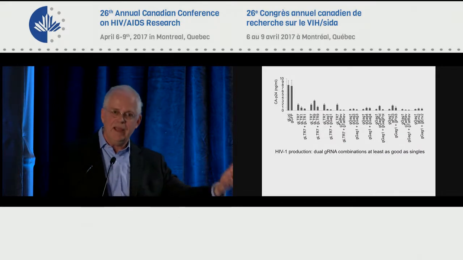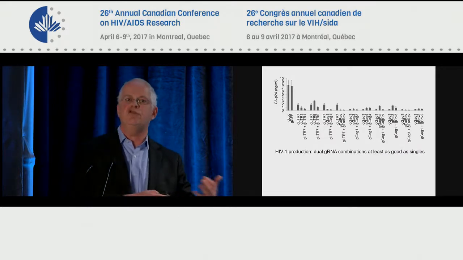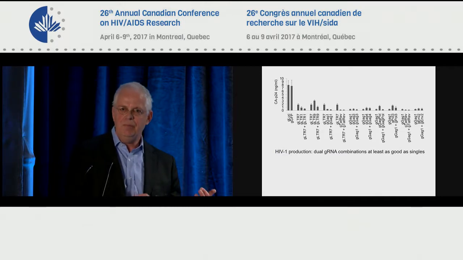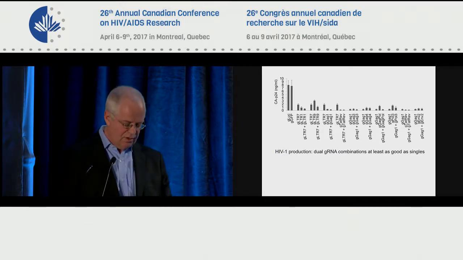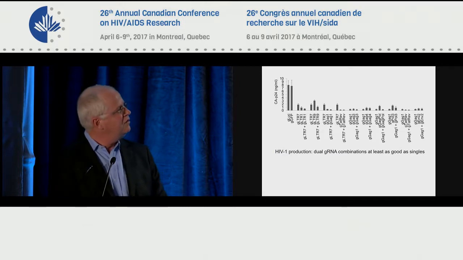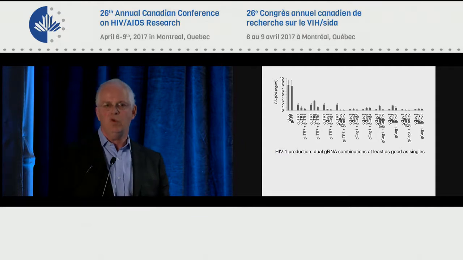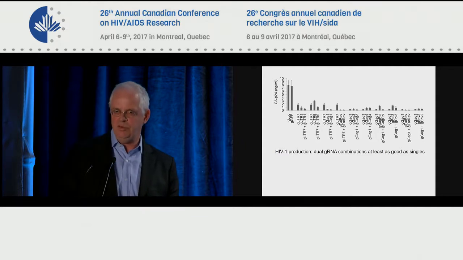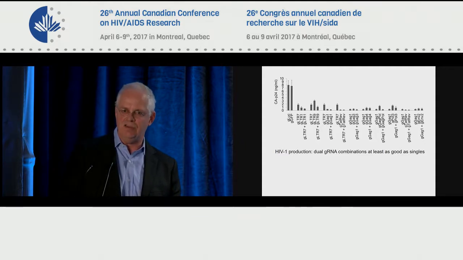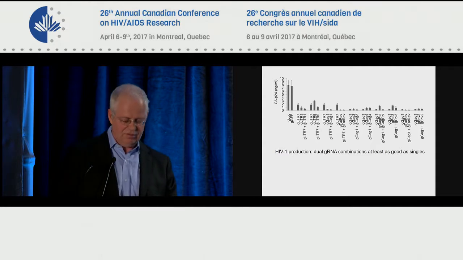So we first, again, tested these combinations in the transient assay, simply scoring virus production. And what we usually see is that, so it's listed as single combi, and so on. In general, the combination is at least as good as the best single guide RNA. So that makes sense, nothing special.